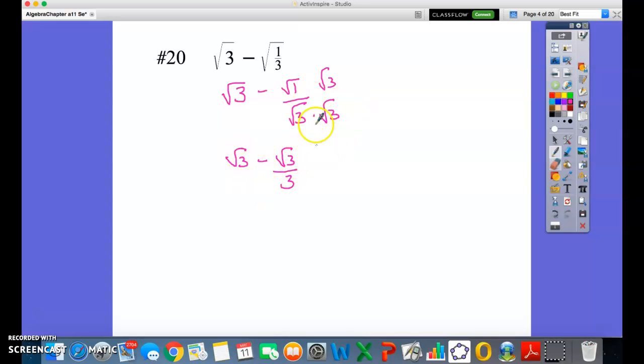Now, this is just like any other fraction, right? So I get the LCD, which is 3. So this will be 3 square root of 3 minus root 3. So I get 2 square root of 3 over 3.